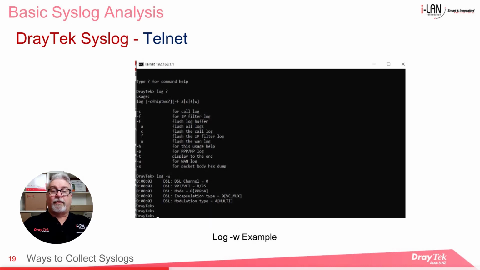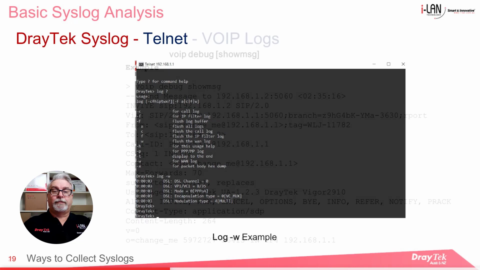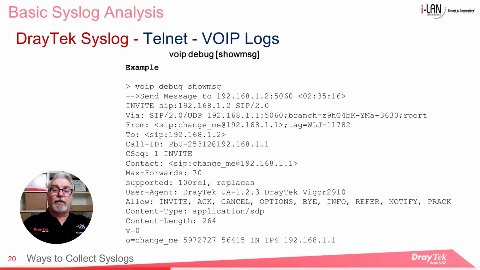Here's a small example of what you see when you view the logs via telnet. VoIP syslogs can also be viewed via telnet. These come in handy when VoIP issues are encountered, such as failing to register to a SIP server, or if calls cannot be made or are dropping out. The telnet command being used here is VoIP debug show message, and below it is the type of log you can expect to see.